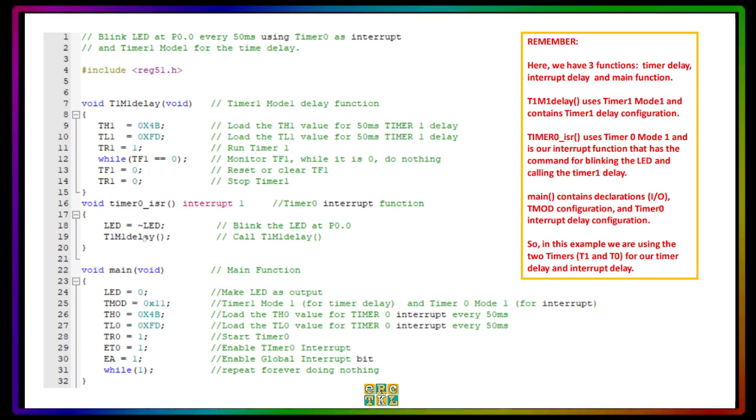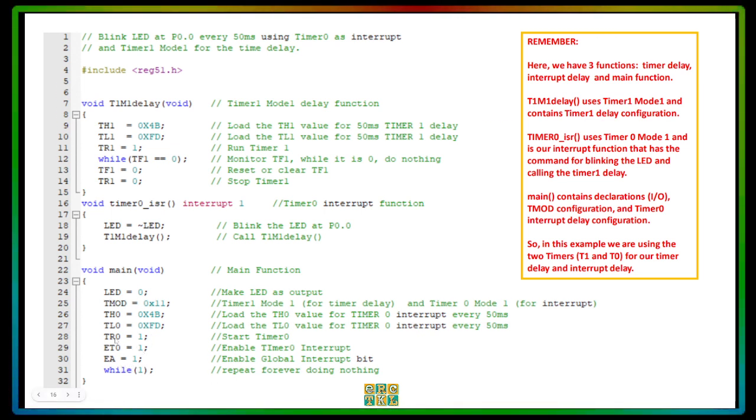And then after that, it will go back here, and you will notice that TR0 equals 1. Again, it will start the timer 0. ET0 equals 1 will enable the timer 0 interrupt, and EA equals 1 will enable the global interrupt. We can also put EA equals 1 first before ET0 equals 1. And while(1) will repeat forever doing nothing.